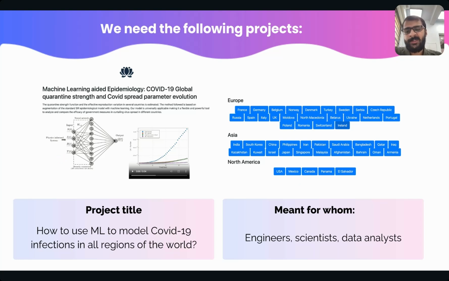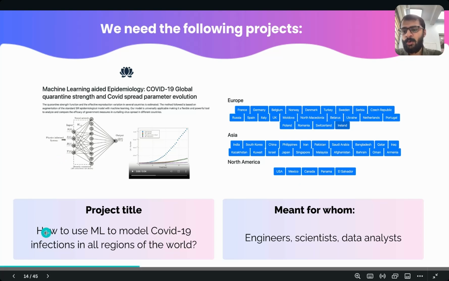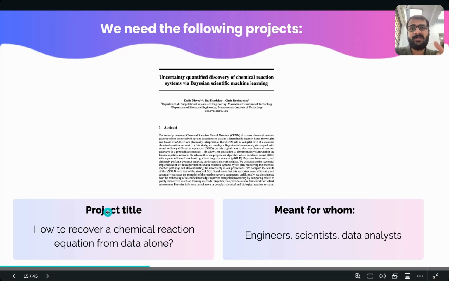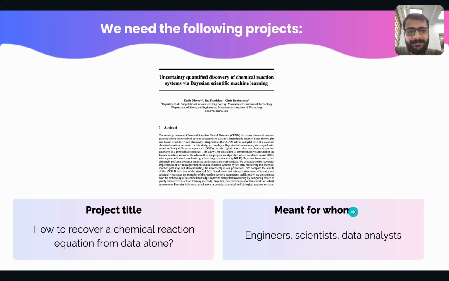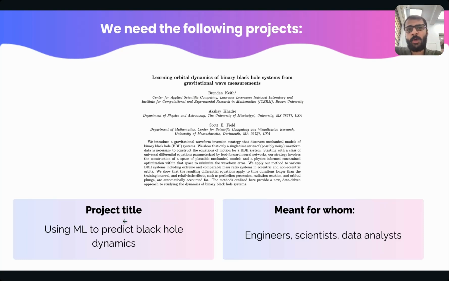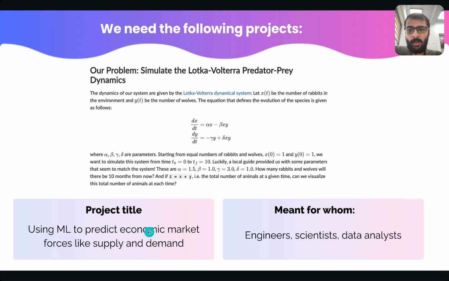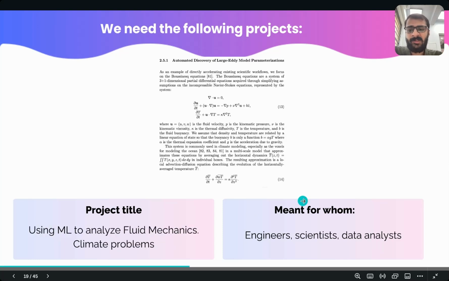Let us look at these following projects on the other hand. Imagine you do a project like how to use machine learning to model COVID 19 infections in all the regions of the world. Or you do a project which recovers the chemical reaction equation just looking at the data. As a chemical engineer, wouldn't this be an awesome project which teaches you to mix your core knowledge with machine learning? As a physicist, if you are taught to do a project using machine learning to predict black hole dynamics, or as an economist, if you learn how to use machine learning to predict economic market forces like supply and demand, or if you use machine learning for biochemistry, machine learning to analyze fluid mechanics or climate problems.